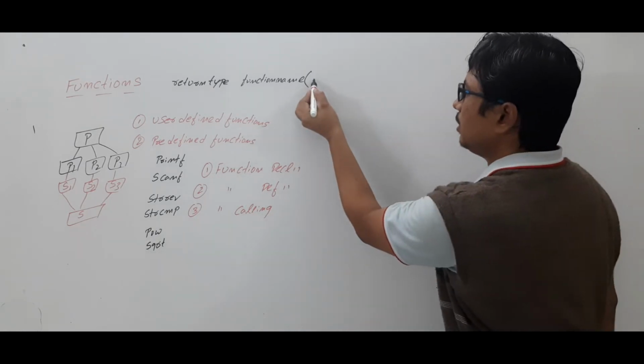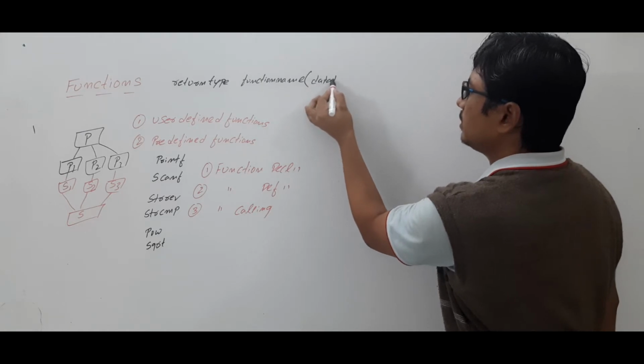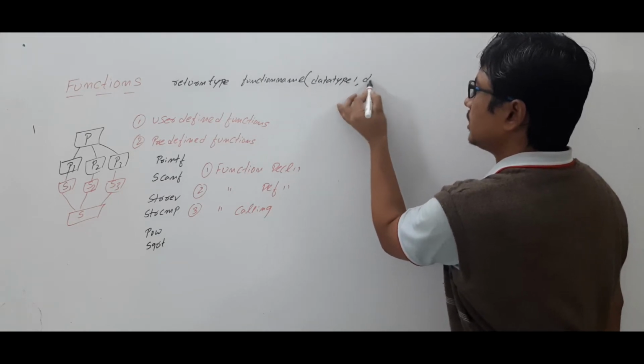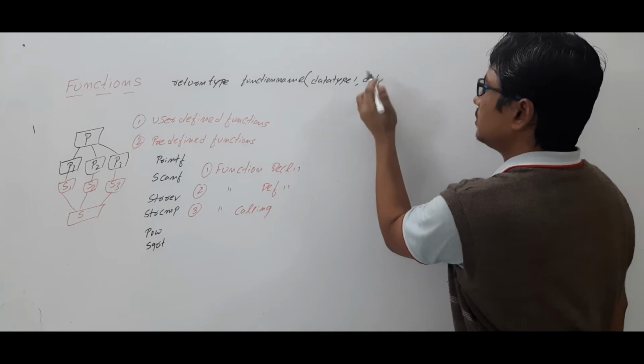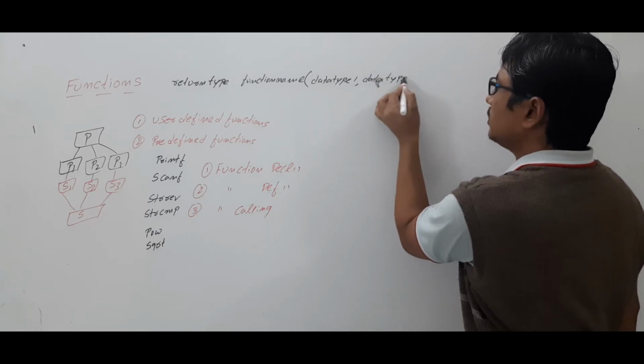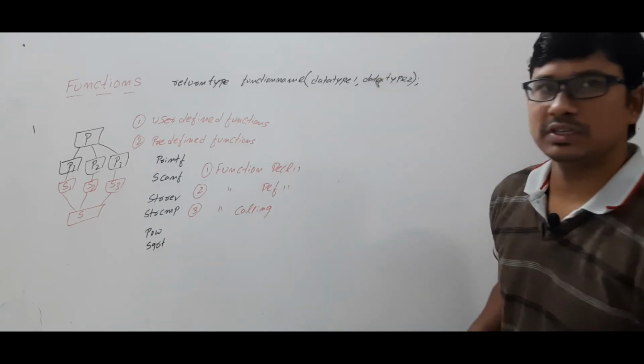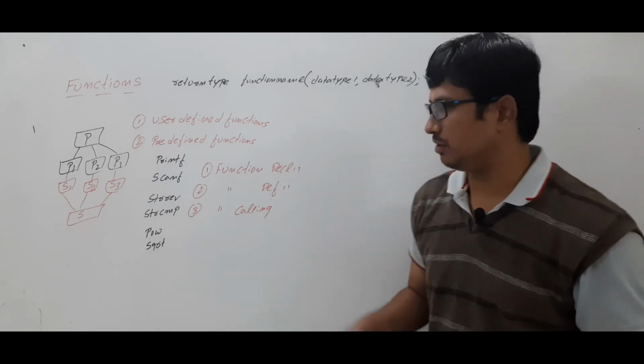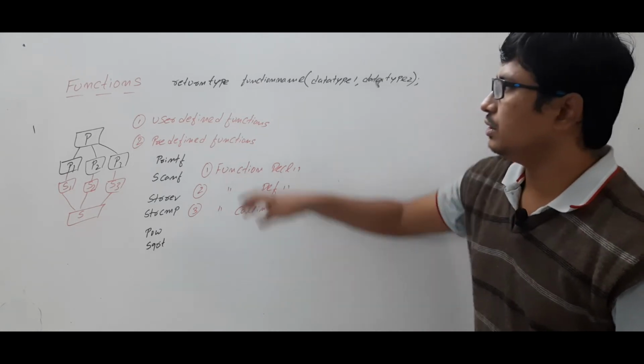You will have data type 1, data type 2, and so on. You can end with a semicolon. So this is the generalized syntax of declaring a function. You will have a return type.